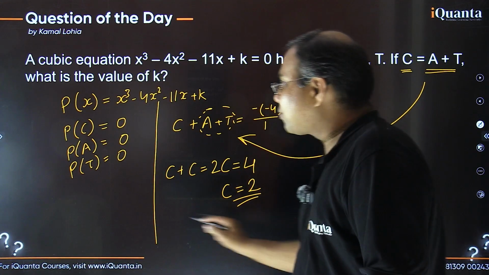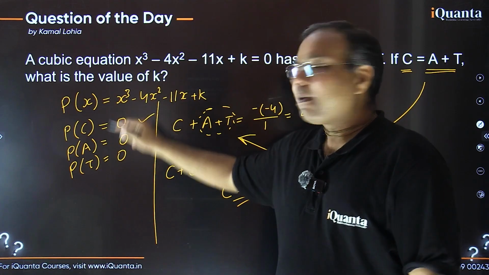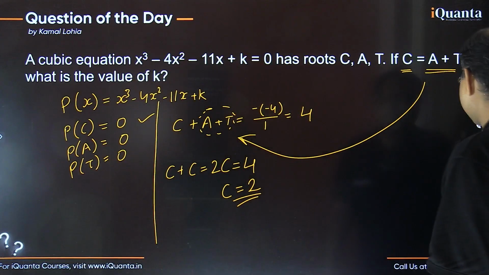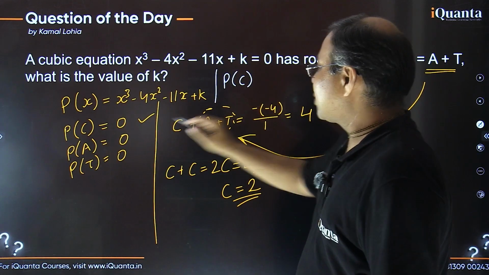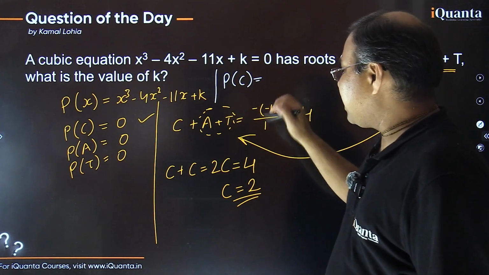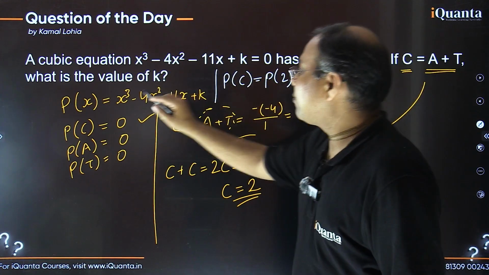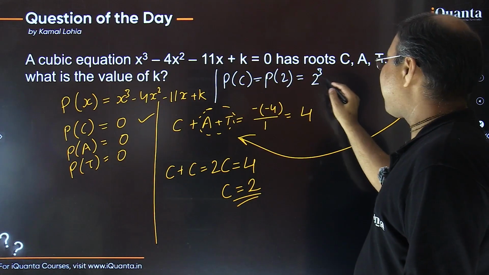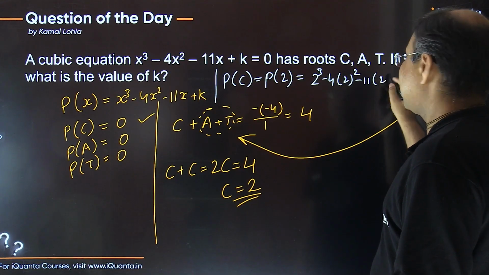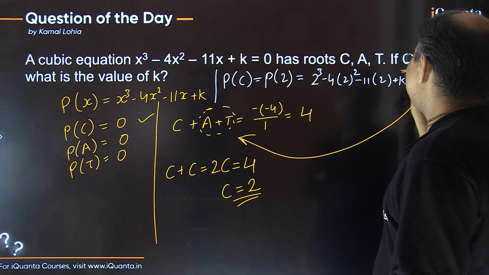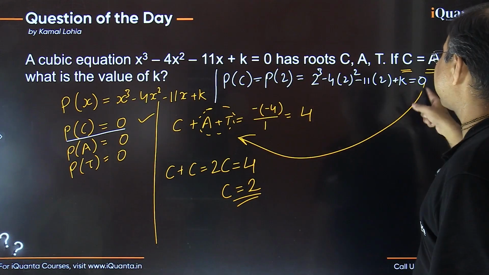So if I put the value of c here, this expression is going to become equal to 0, isn't it? That was the meaning of the roots that we have already discussed. Okay, let's put that in and see what happens. So P of c is going to be equal to 0. What is the value of P of c? c's value is 2, so let me directly write P of 2. If I put the value of 2, it is going to become 2 cube minus 4 times 2 square minus 11 times 2 plus k, and this value is going to be equal to 0. That is the meaning of the root. Now we just need to simplify this expression and we will get the value of k.